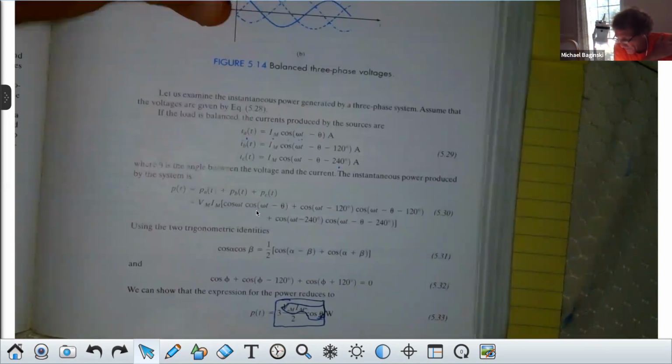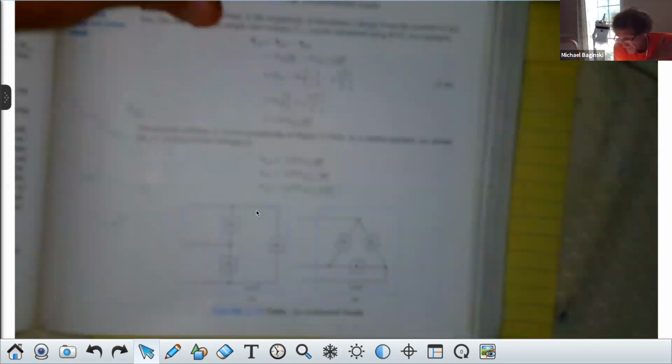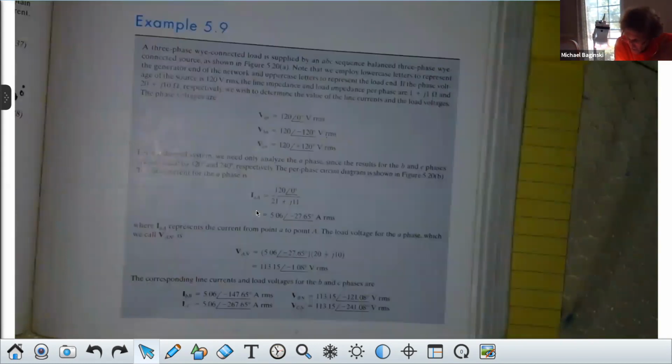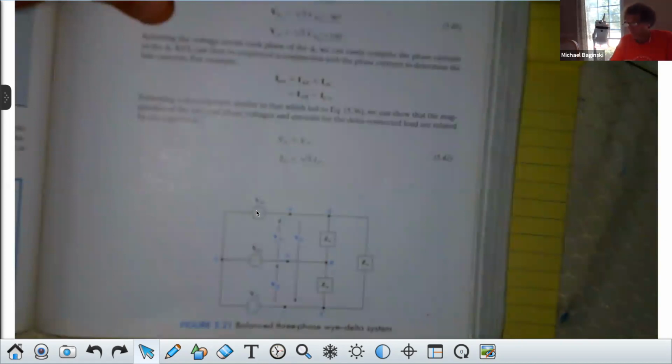Next time I'm going to go through this. And then hopefully when we're done with this, we'll do the delta and Y connections, 1 or 2 more lectures, and then we'll be able to jump into the next major topic, which is going to be transformers or magnetically coupled circuits.